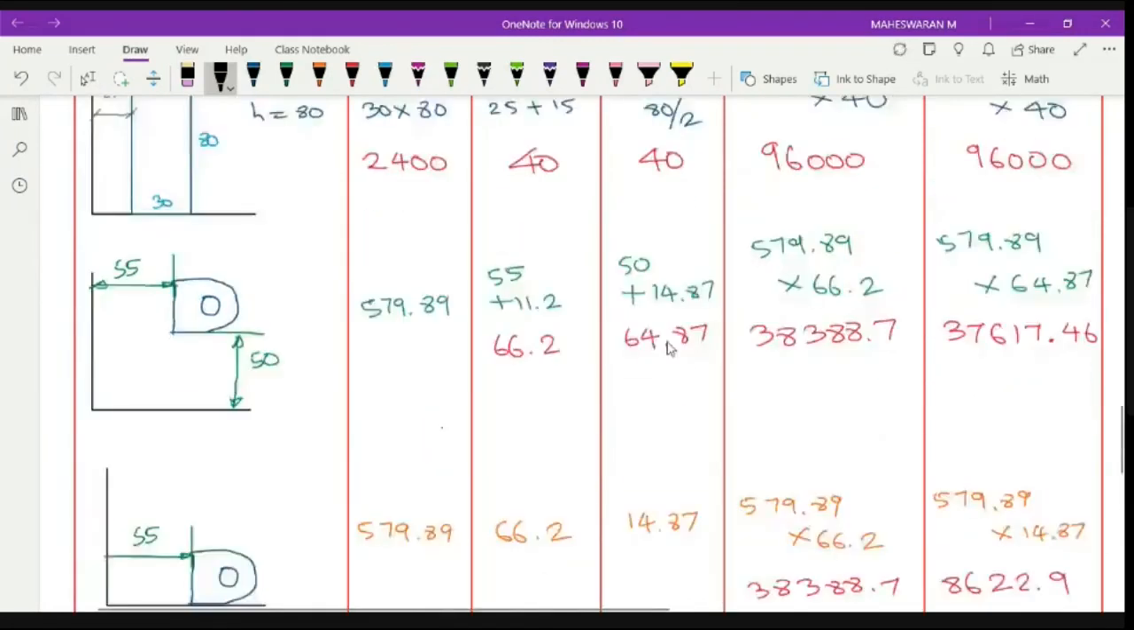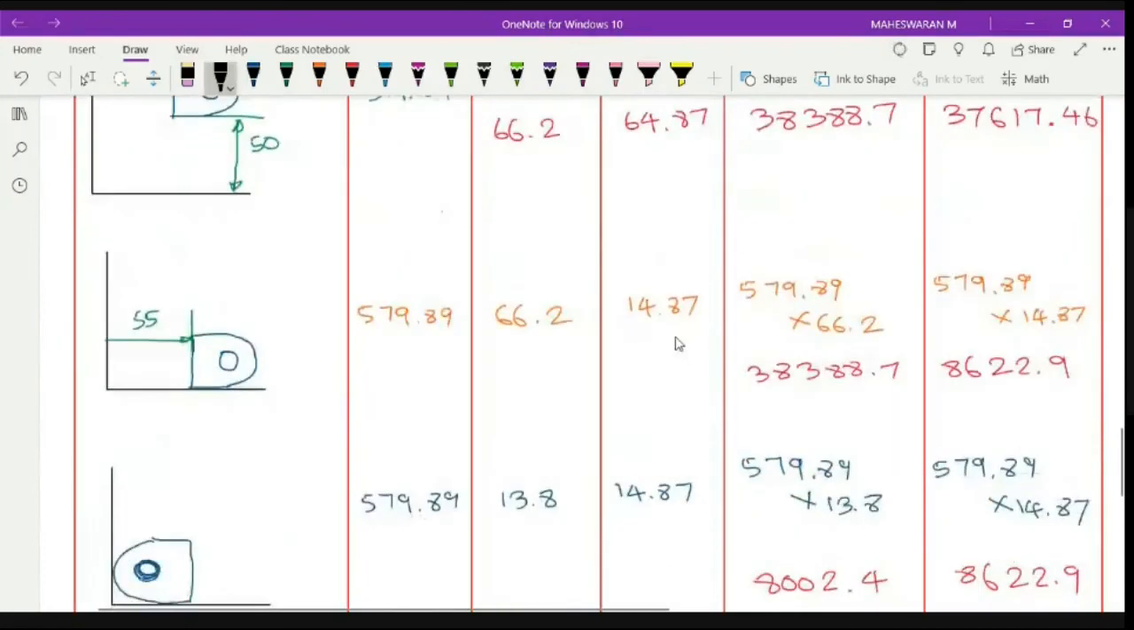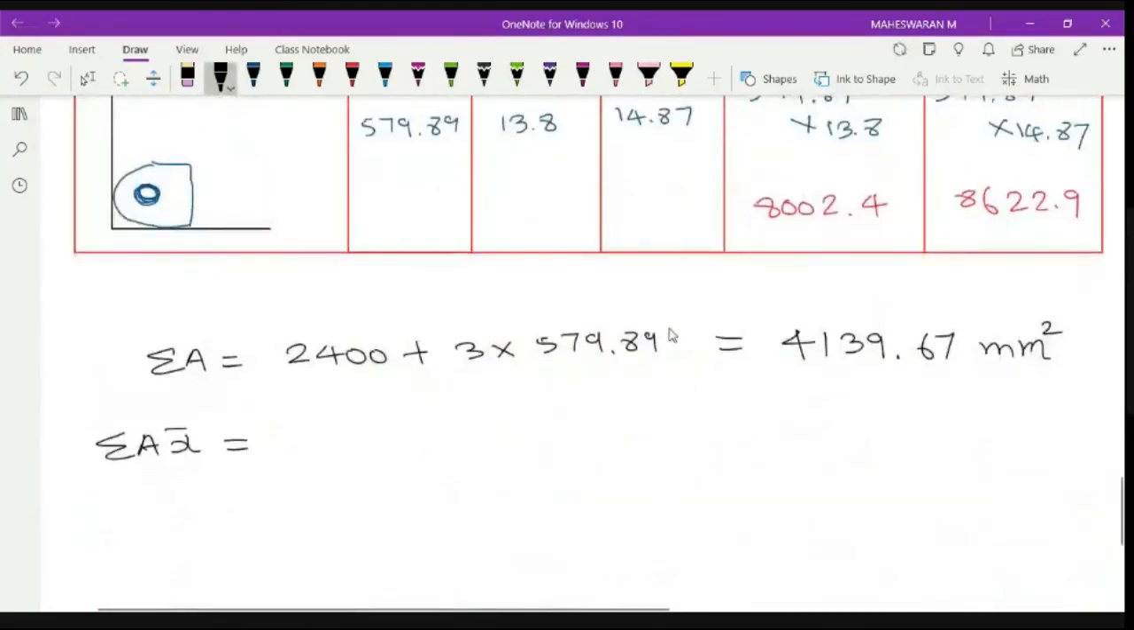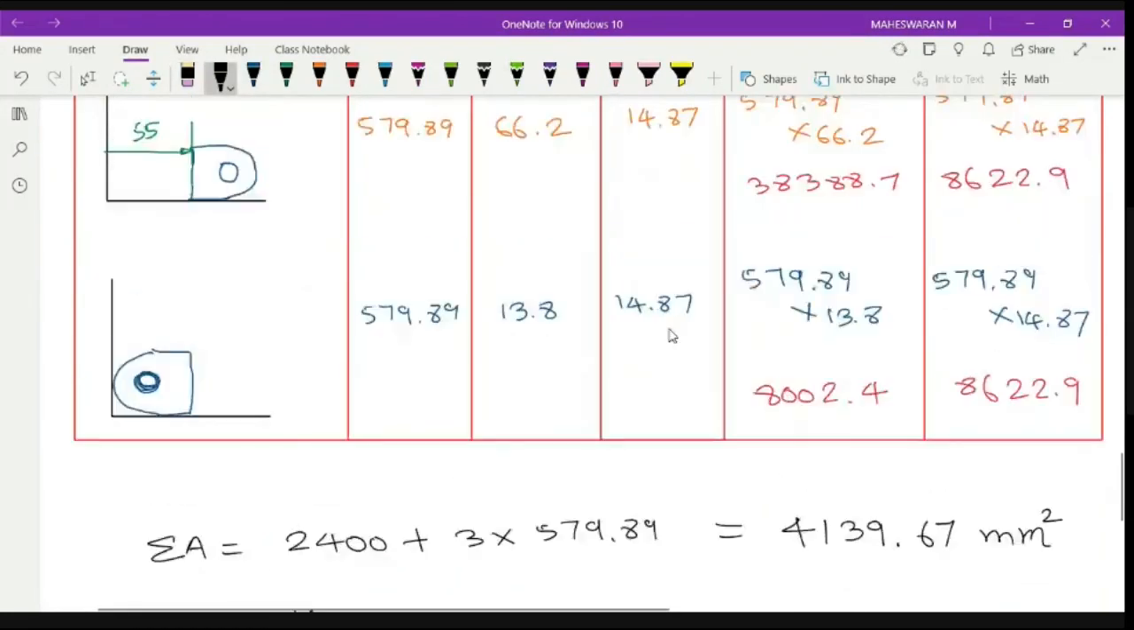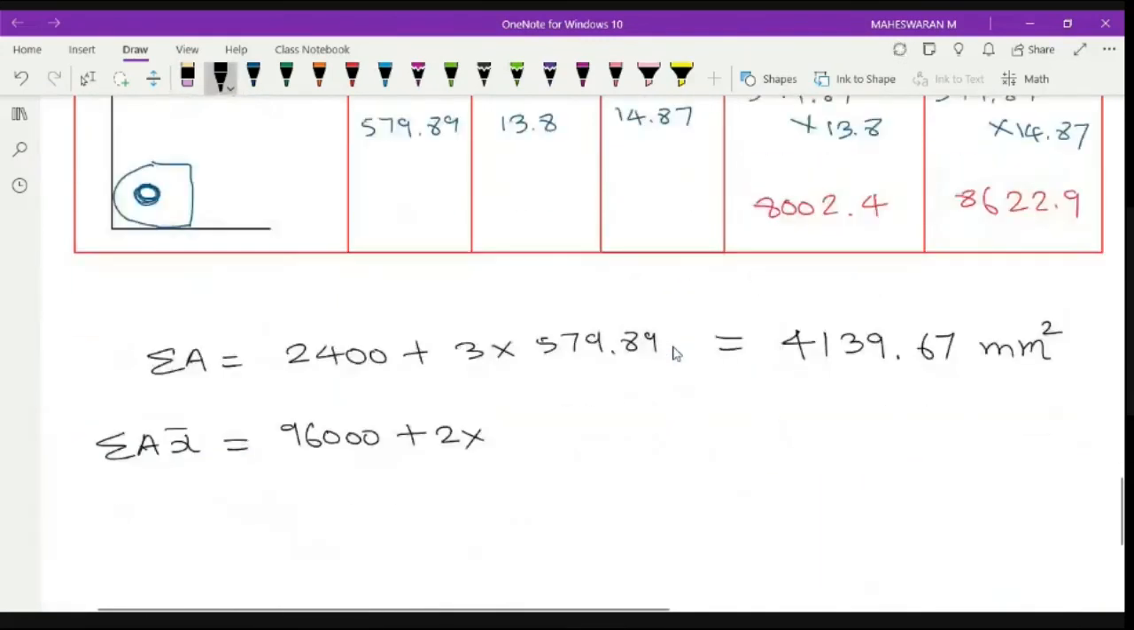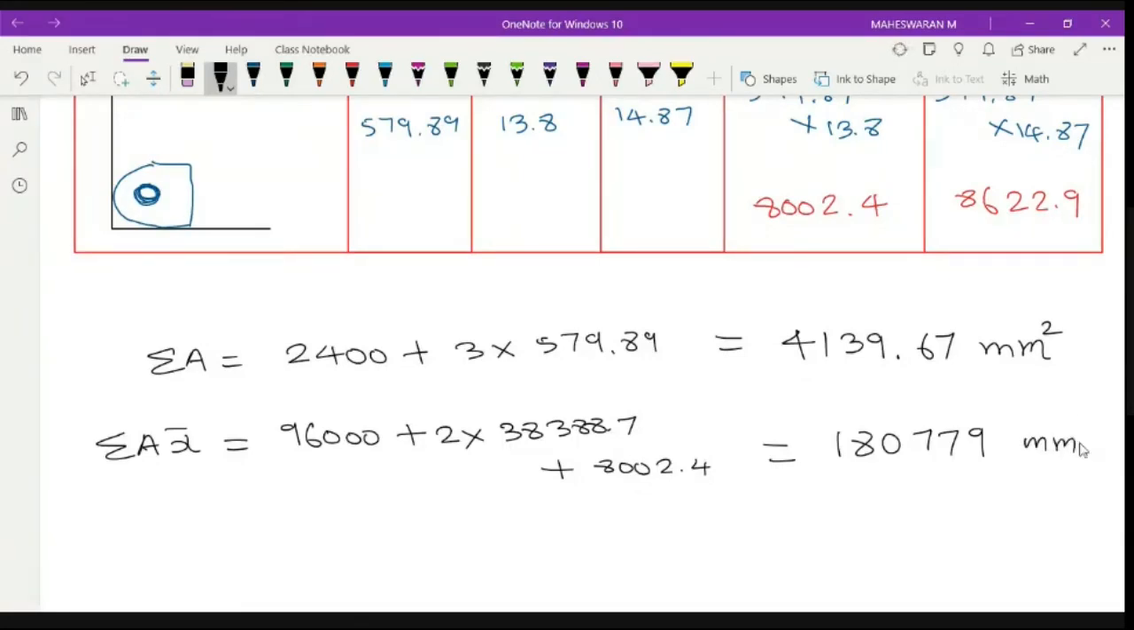Now sigma A into X bar. We will add all these things. So 9600. Right. So 96000 plus 2 times of 38388.7 plus 8002.4. Right, what is the value? 180779 mm square.